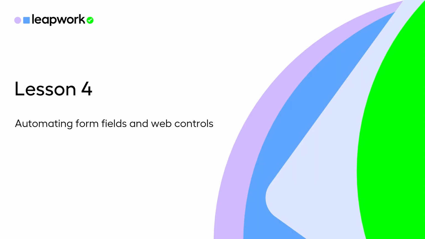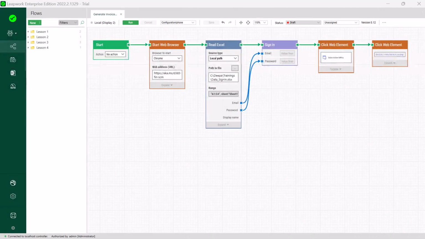We'll be using a D365 page that contains various elements to cover a wide range of blocks available in Leapwork. Let's move to Leapwork and see how we can handle multiple fields and controls on the D365 page. To begin, I have already added the steps utilizing a sign-in subflow, which was created in Lesson 2, to reach the Generate Invoice Batch Processing pane.